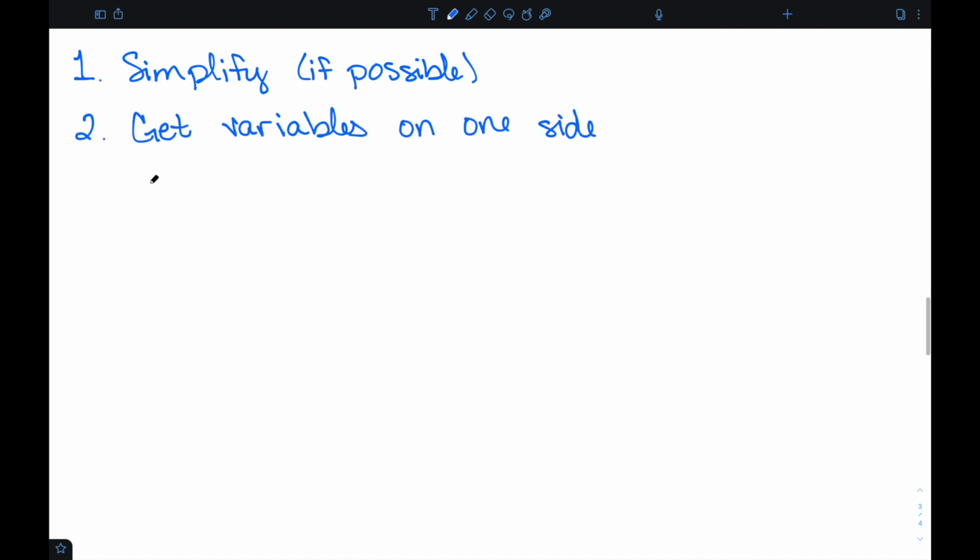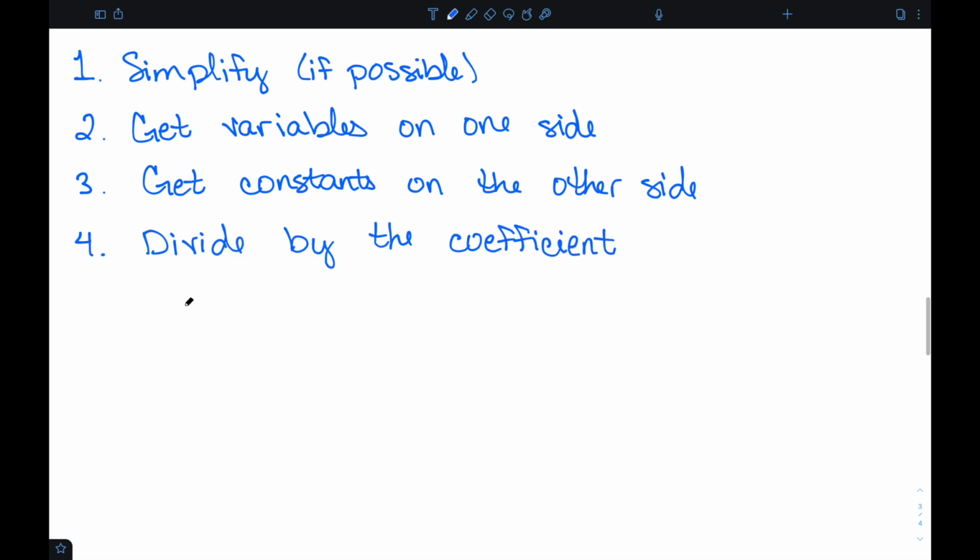In order to find the solution of a linear equation, there are some steps that we can go through. The first step is to simplify if possible. Get rid of parentheses or add like terms that are on the same side of the equation. Try to make it as simple as possible. We then want to get all of the variables on one side of the equation. We want to get all of our constants on the other side of the equation. We then divide by the coefficient of the variable. This is the number out in front of the variable. And finally, it's important to check your solution.